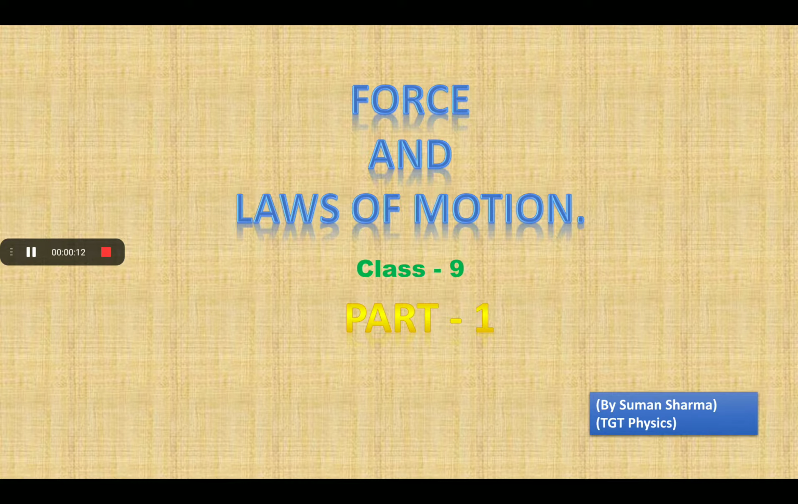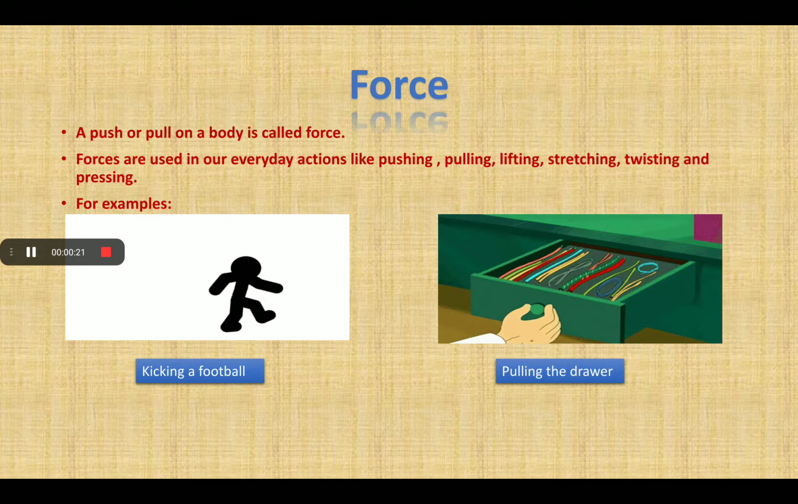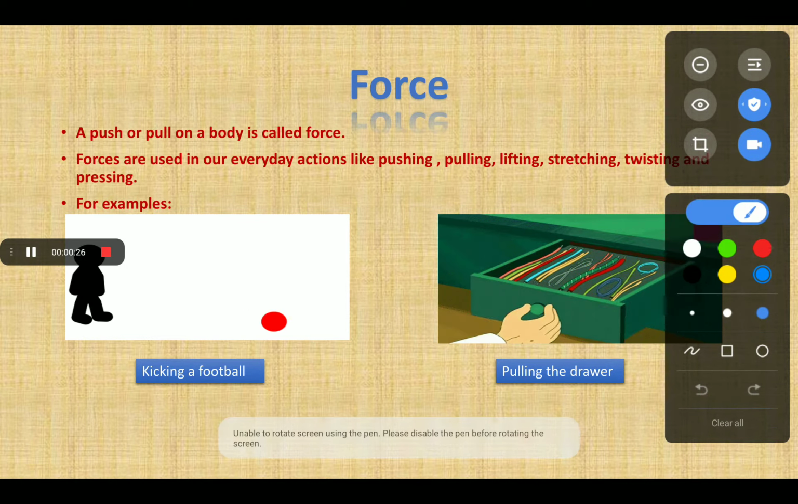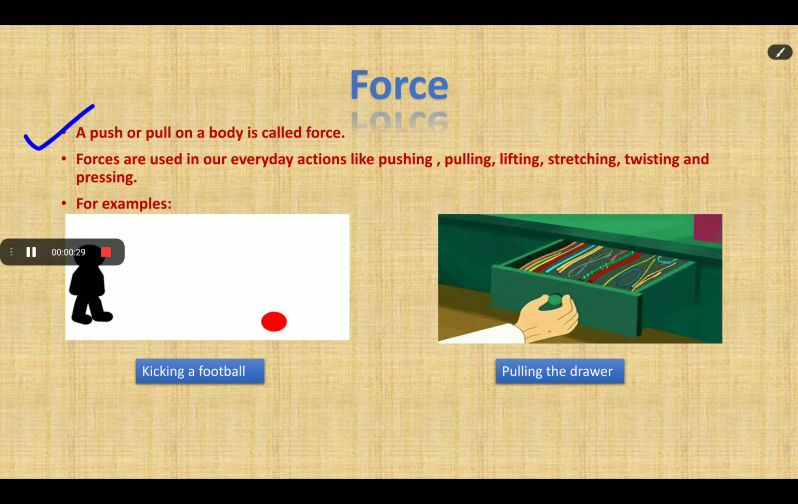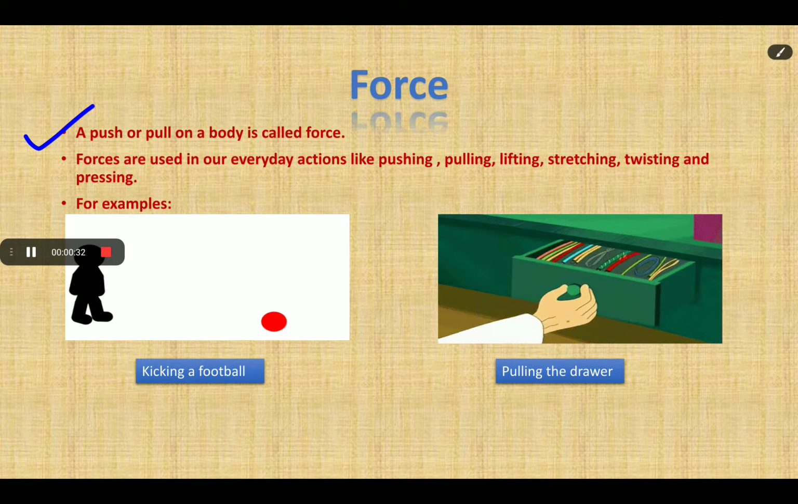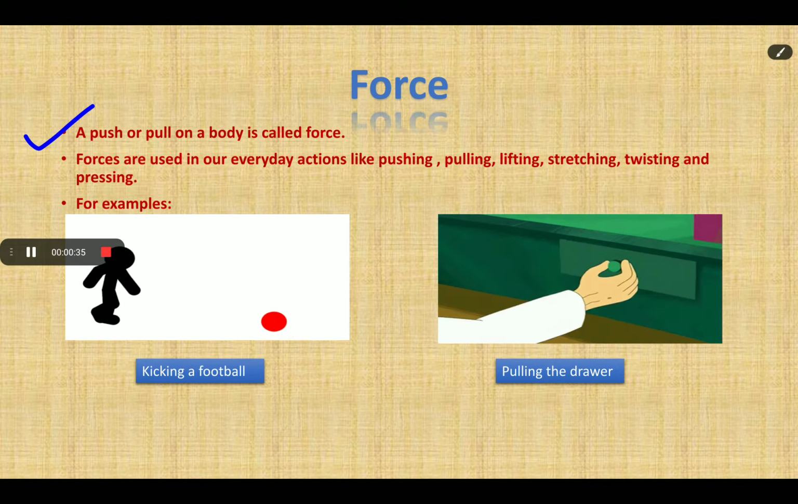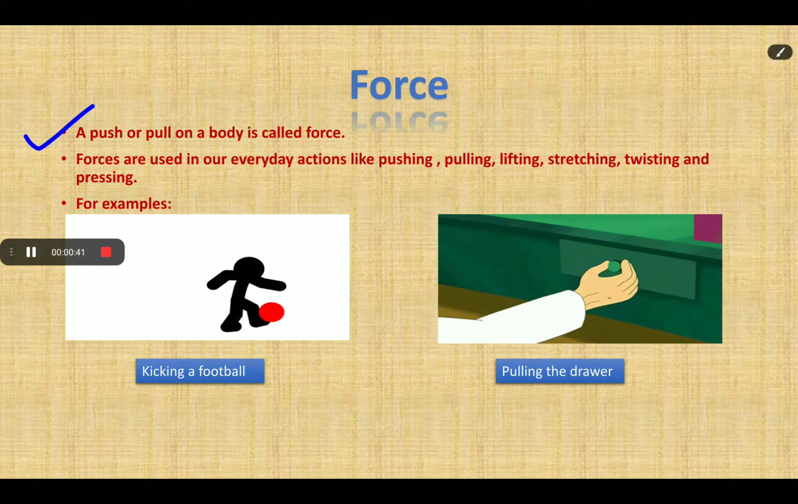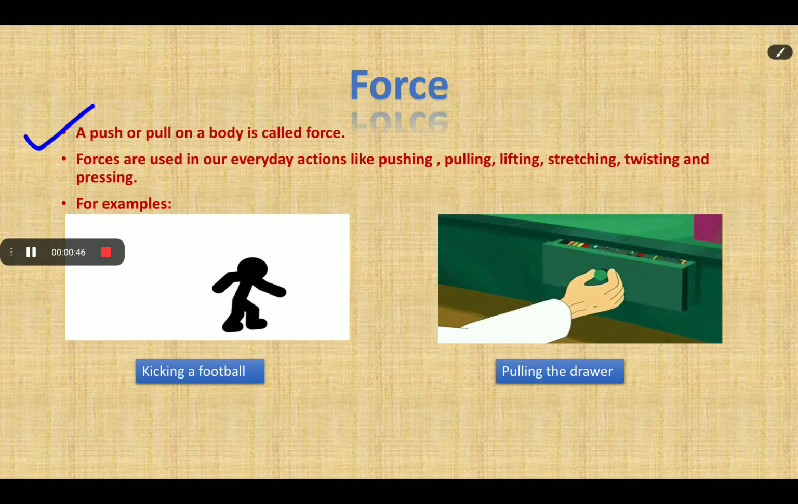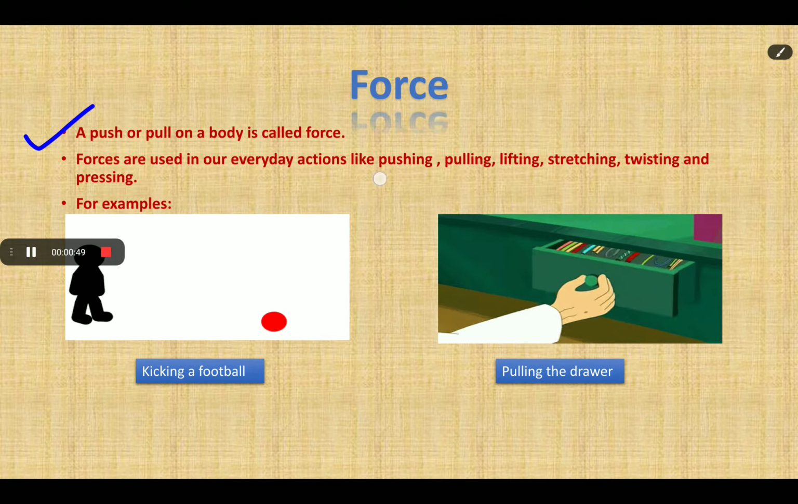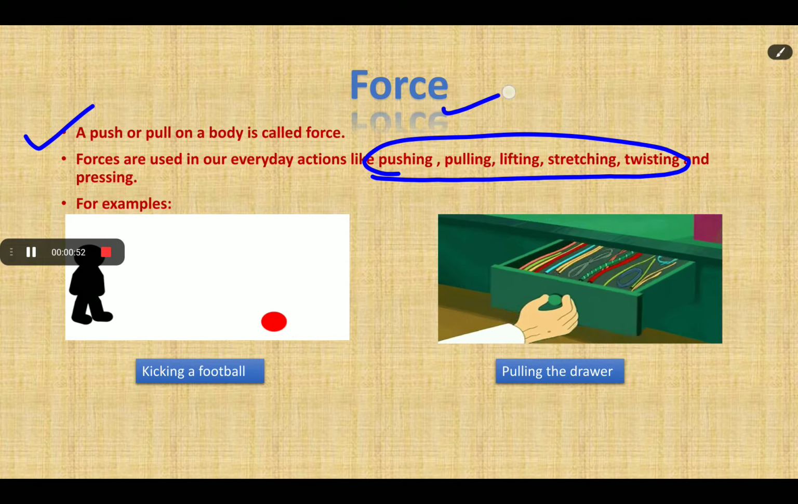Here we will start the new chapter, that is force and laws of motion. So firstly we will understand what is force. As you know, a push or pull on a body is called force, and there are so many activities which are done in our day-to-day life, like pushing something, pulling things, lifting boxes, stretching an object, twisting and pressing. All these terms are related to force.